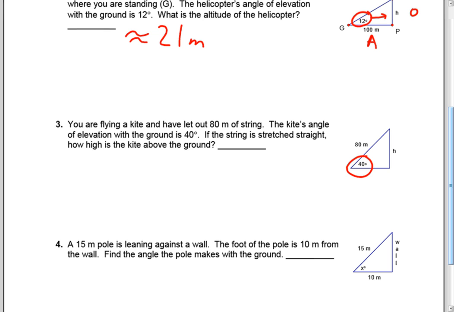Circle your angle in number 3. Label your sides. Don't label the empty side, we don't care about it. I see an H. And what is the height? H.